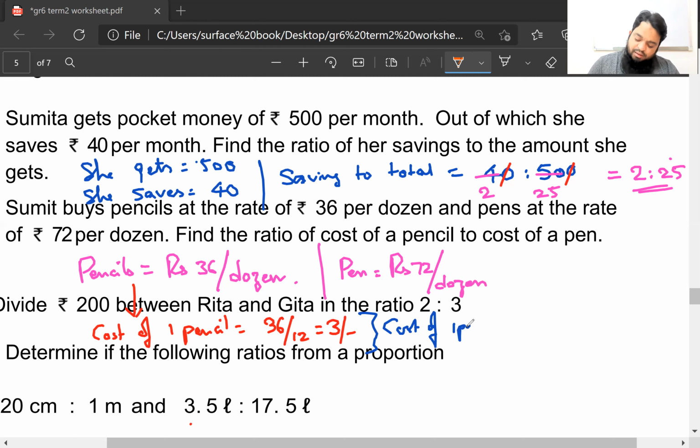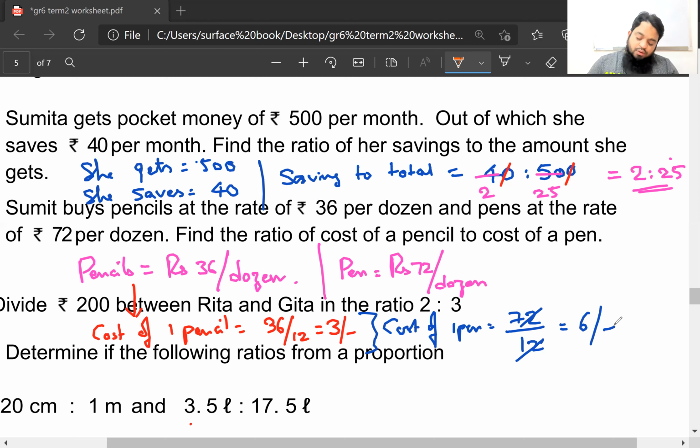In the same way, let us find out the cost of one pen. How much? The total cost is 72 divided by how many pens? 12. So let us divide. Does anybody know the 12 table? Yes, 12 5s are 60, 12 6s are 72. So the cost of one pen is equal to rupees 6.